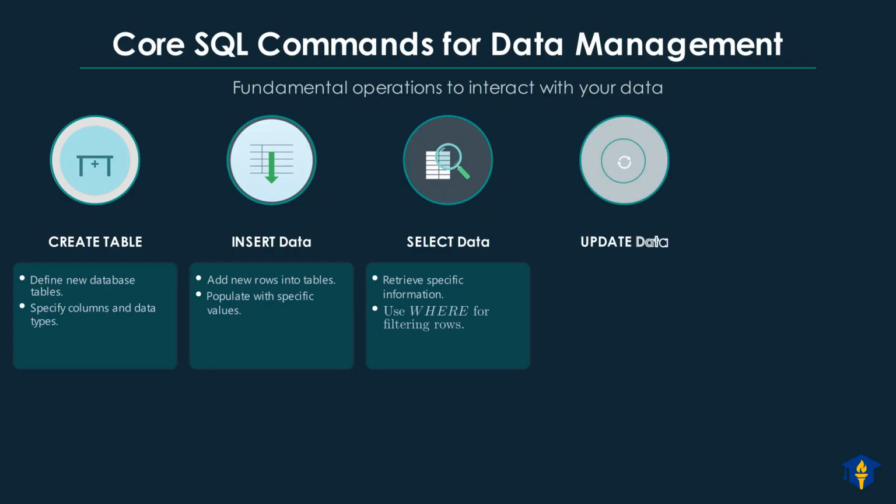Moving on, the update data command is used when you need to change existing records in your database. This command allows you to modify existing table records, ensuring your data stays current and accurate. You can change specific values based on conditions, targeting precisely which records need modification.